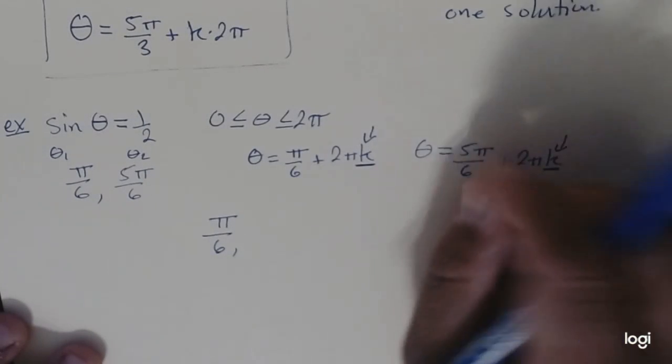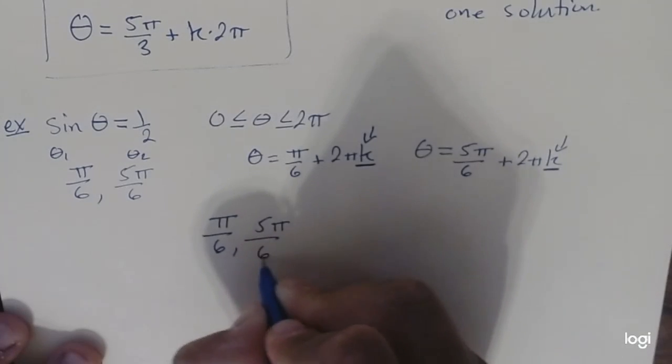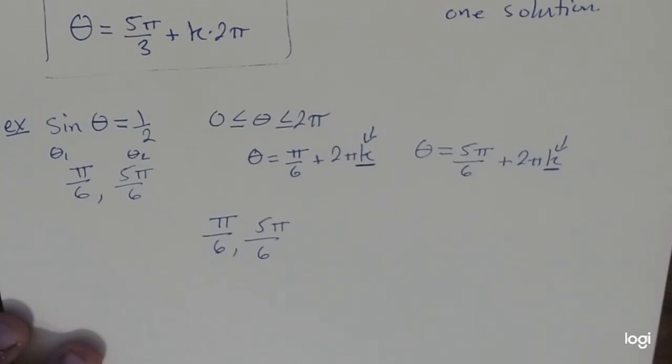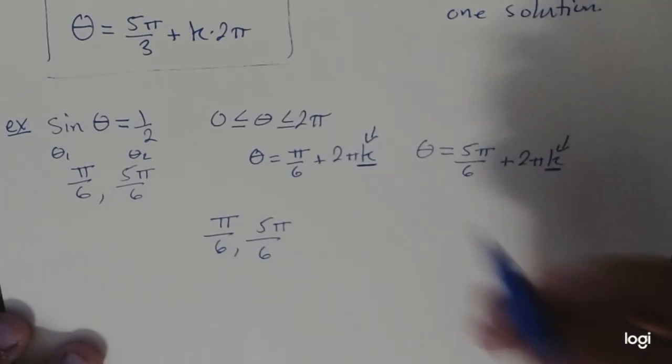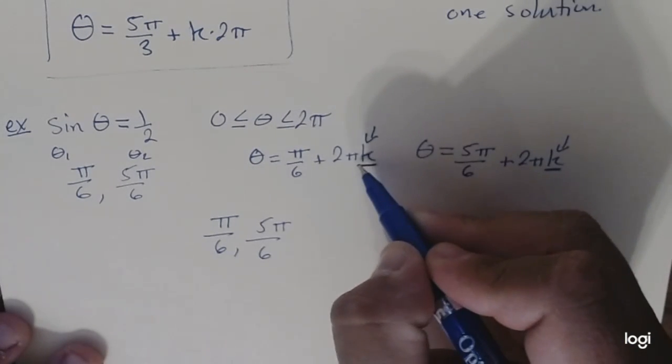And then 5 pi over 6 is also between these two numbers, so those two numbers work. And then we're going to do the same thing. We're going to repeat. Now we're just going to plug in another number for k. So let's plug in 1 for k. If k equals 1, that means I have 2 pi. And now I just add them.